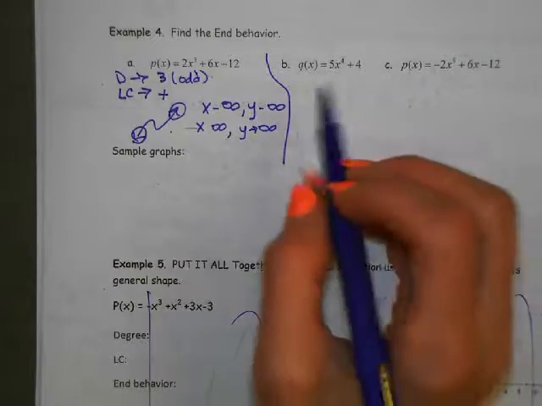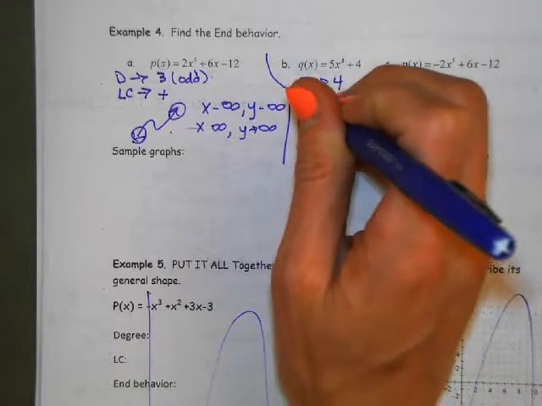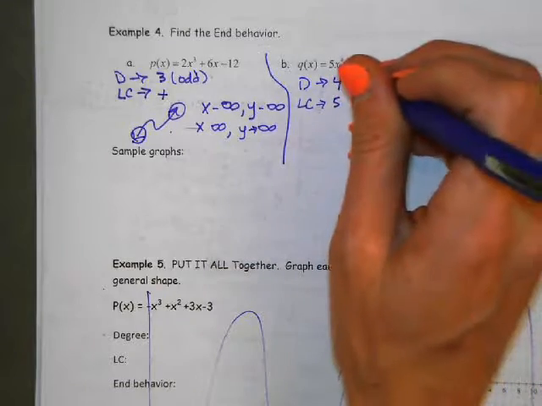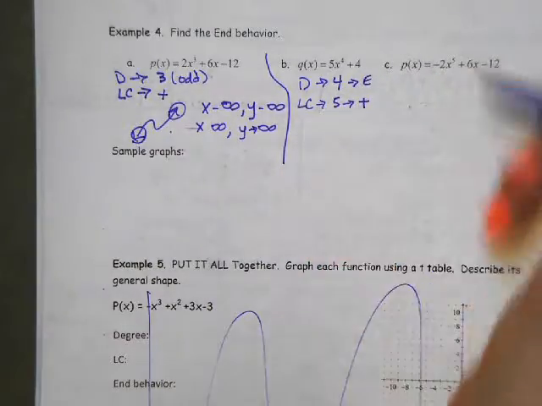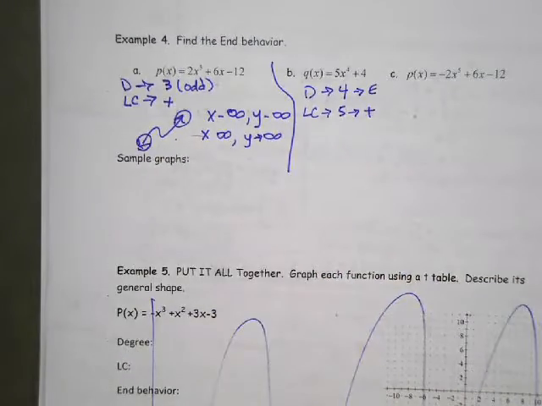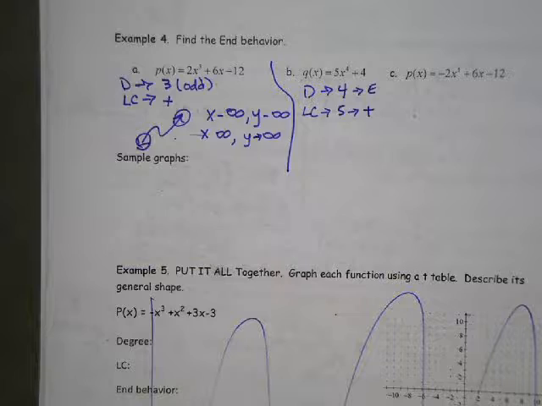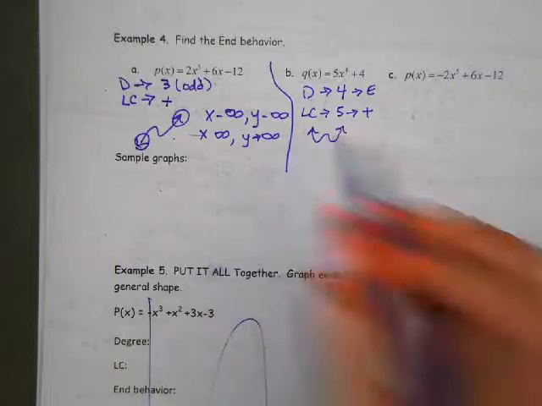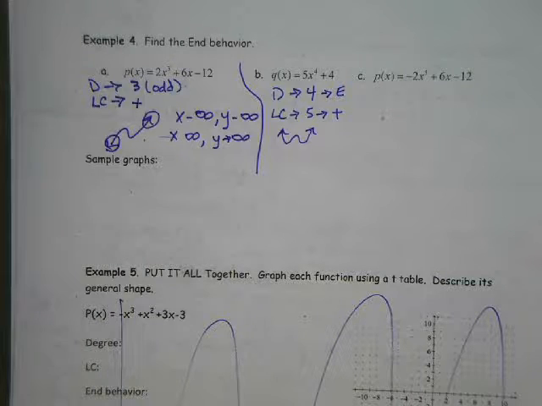All right, so let's look at this one. What is my degree? 4. What is my leading coefficient? It's 5. So is 4 odd or even? Is 5 positive or negative? It's positive. So I have an even positive. So what do we know about even graphs? They go in the same direction, right? So what do we know about positive? It goes up, right? Because we're positive, we're smiling. So I know that it's 4, so it's going to go 1, 2, 3, 4. It's going to look something like that. Right? I didn't have to do any T-chart, nothing. I can pretty much look at that and do a general sketch.